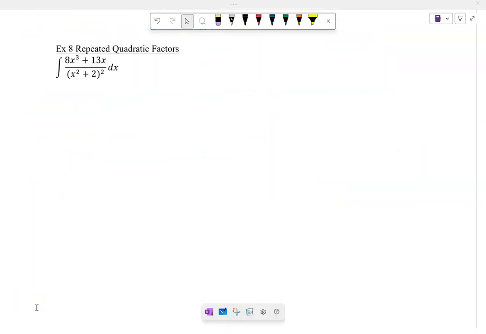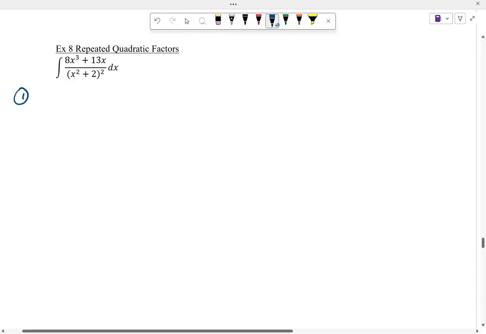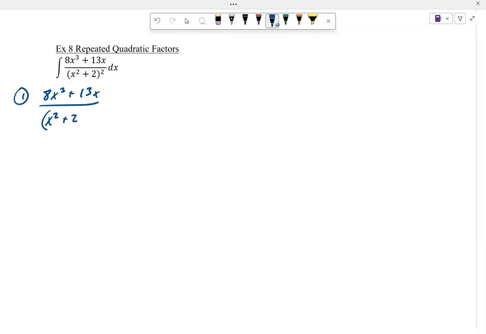All right, notice the degree of the top is 3, the degree of the bottom is 4. This is not improper. We can go immediately to our partial fraction decomposition. So we have (8x cubed plus 13x) over (x squared plus 2) squared. Notice x squared plus 2 does not factor anymore, right? So this will be a quadratic factor, but it's not a distinct one. I got 2 of these x squared plus 2's, right?